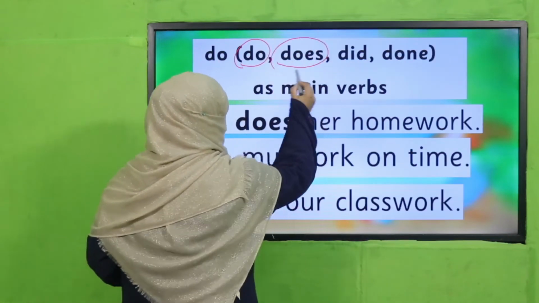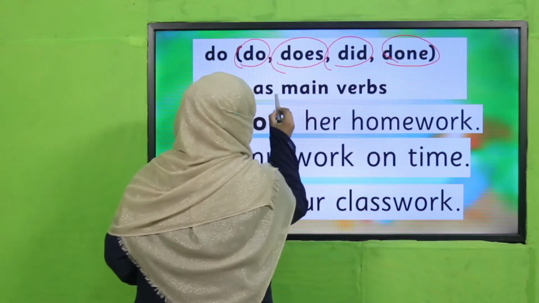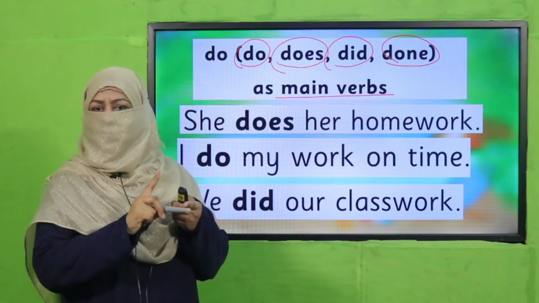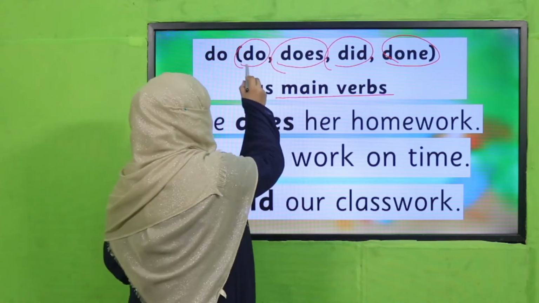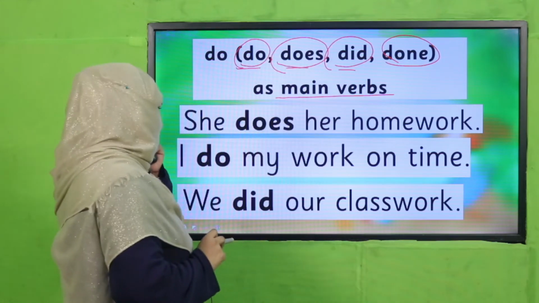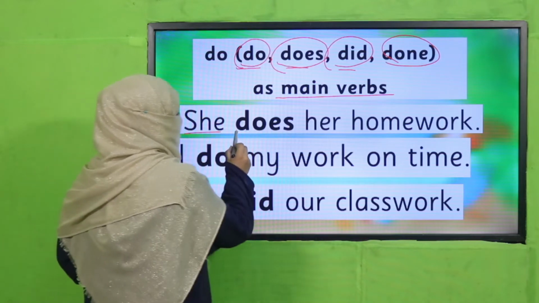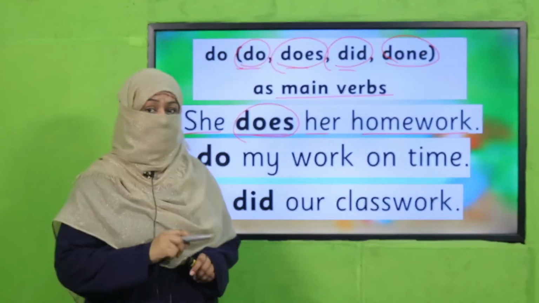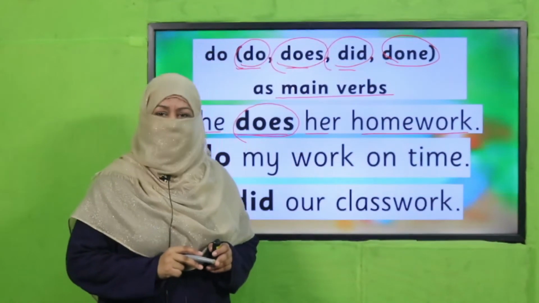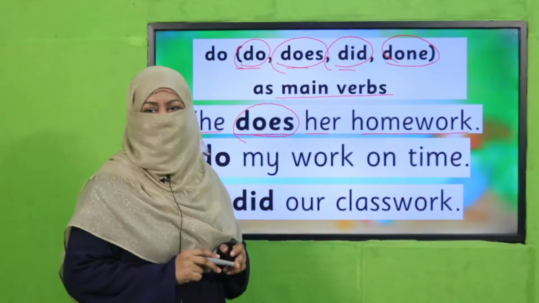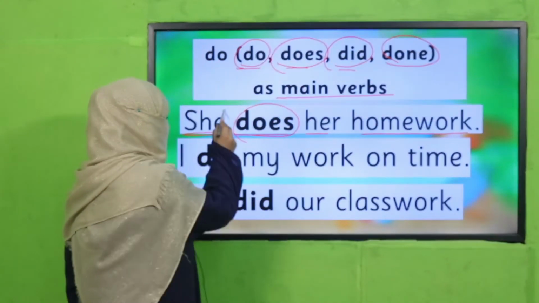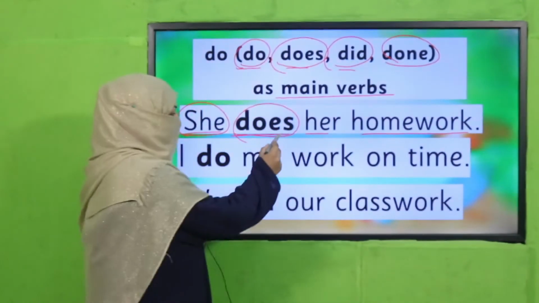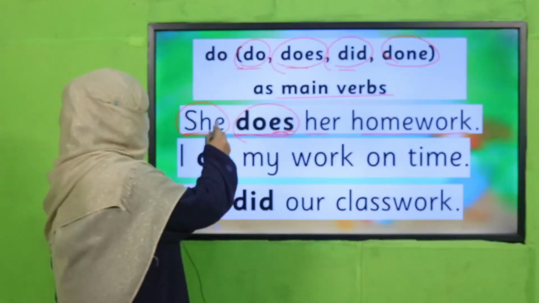The next is do, does, did, done as main verb. Okay, so first we talked about be as main verb. Now we are talking about do, does, did, and done as main verb. She does her homework. So the only verb in this sentence is does. And now you tell me which tense this is. I have taught you this tense. Yes, it's simple present tense where we use the first form of the verb by adding s or es. Remember? All right. So she does.